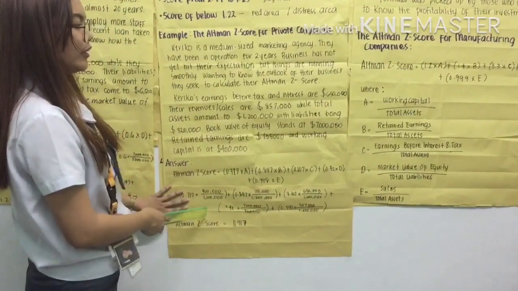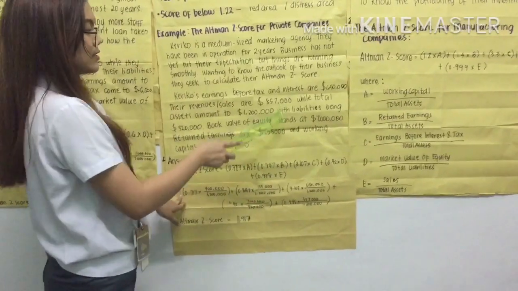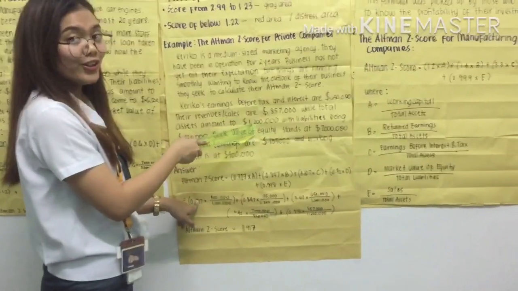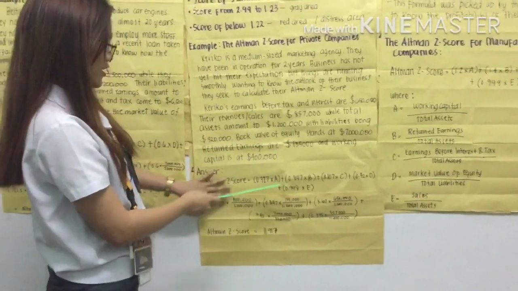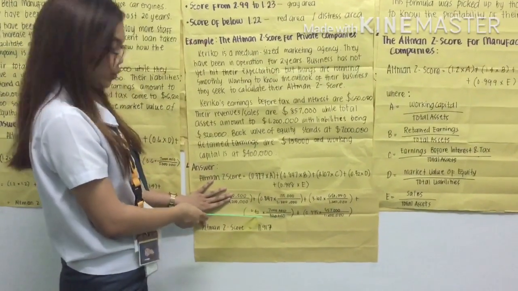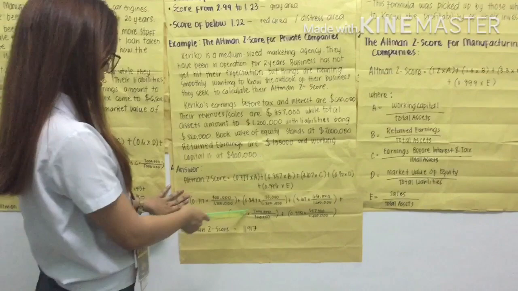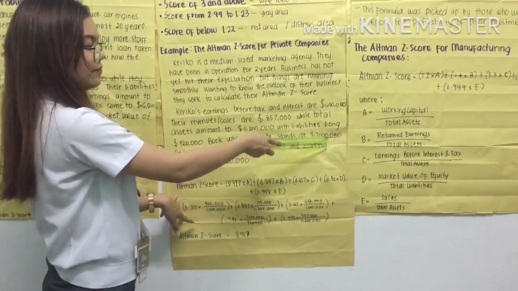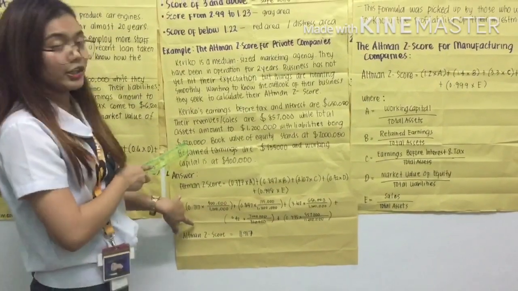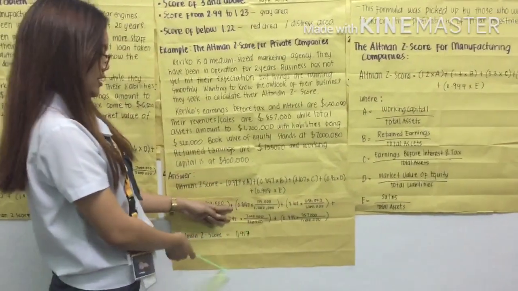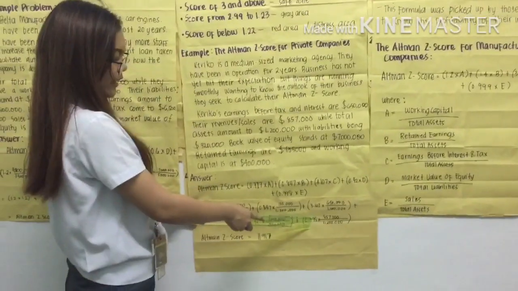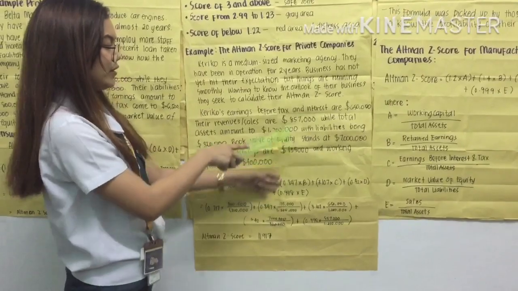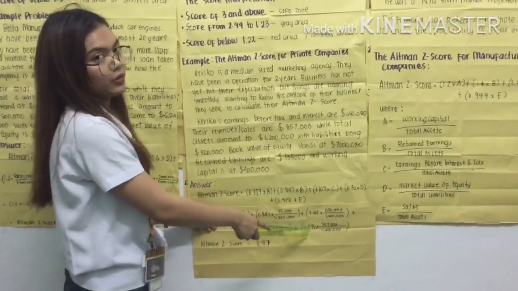Next is letter C, which is the earnings before interest and tax. It amounts to $650,000 over the total assets of $1,200,000, plus letter D, which is 0.42 times the book value of equity of $7 million divided by the liabilities of $320,000. That's for letter D. For the last letter E, 0.998 times the sales over the total assets. The sales is $857,000 divided by the total assets of $1,200,000.